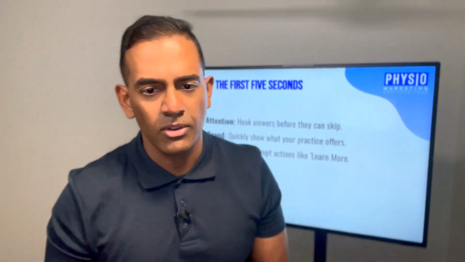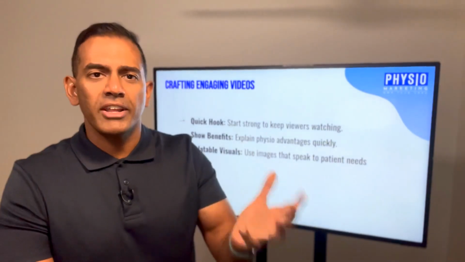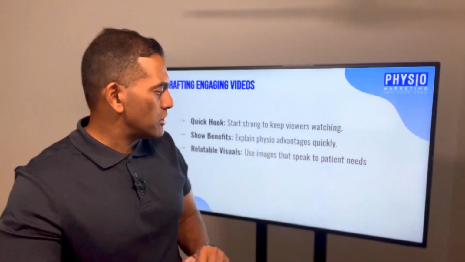That's it. All right. Now, crafting engaging videos. We talked about the quick hook. You've got to show the benefits very, very quickly to that particular rung, right? And relatable visuals. Use images that speak to the patient needs at that particular rung. You've got to be very specific. Like I mentioned, if you show something like getting treatment to somebody who's not even thinking about it, they're probably going to get turned off more than likely, right? So lead them through visuals that are extremely relatable to where they are in the total patient matrix.